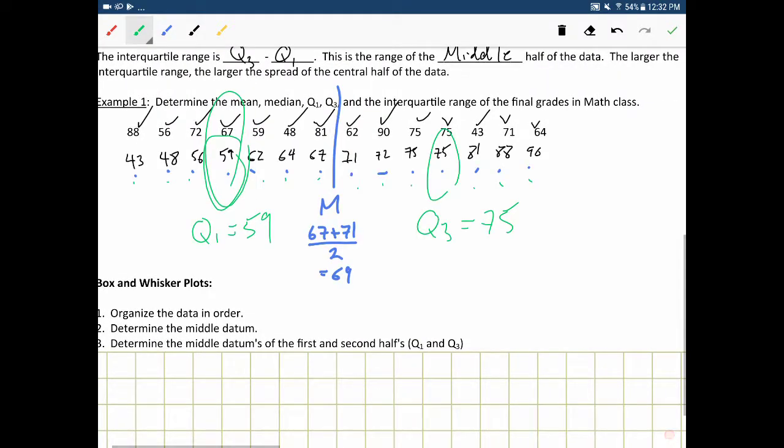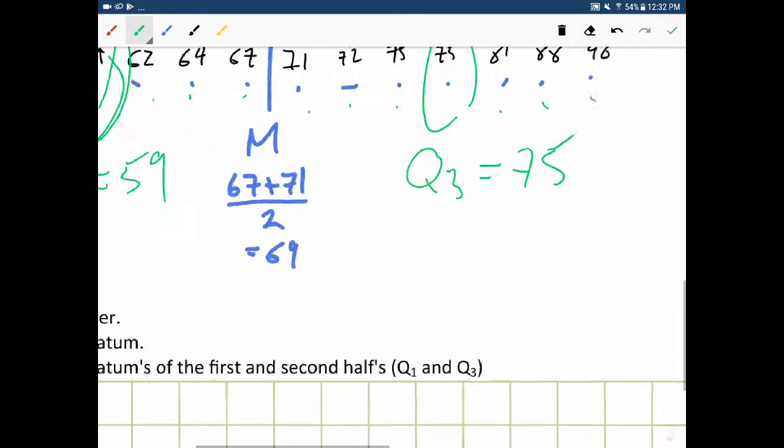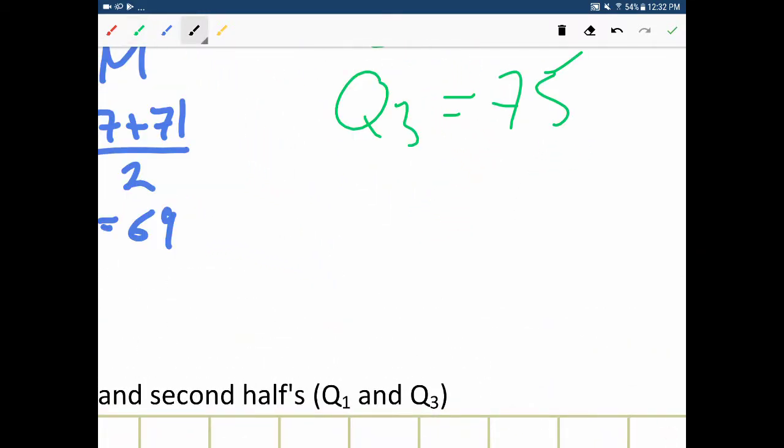Now that we've got Q3 and Q1, all we need to do is find the interquartile range, which we typically call the IQR. Well, we call it the interquartile range, but we don't write that because we're lazy. So, whoops, nope, that was the wrong number.